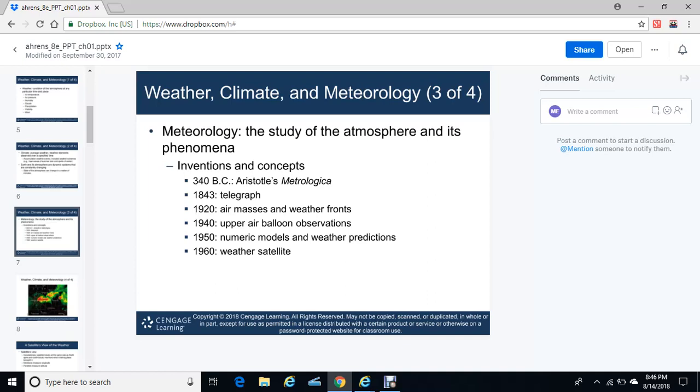In 1940, upper air balloon observations were launched. We started sampling the upper atmosphere with these huge weather balloons. In 1950, numeric models and weather predictions started coming into play. And then in 1960 we first started launching weather satellites into space for monitoring storms such as hurricanes from a distance.